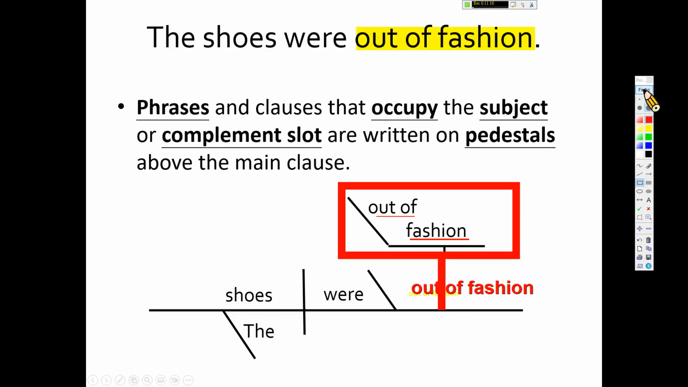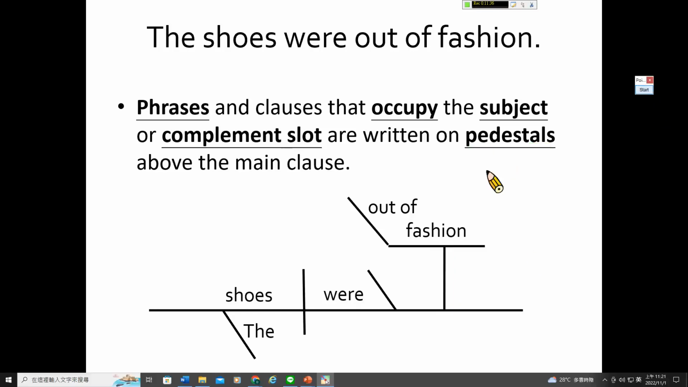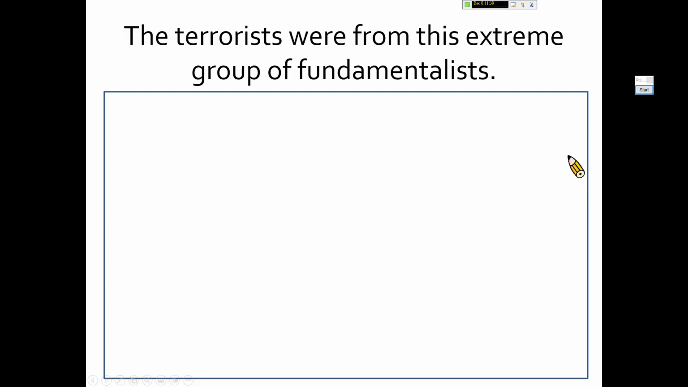Okay, pedestal. What does that mean? Because ped, P-E-D, means foot, and something can be treated like a foot. This is a foot. So pedestal is a 平台. So you put it up there. Okay, so let's move to this one to see whether you can do this. This one needs some imagination.